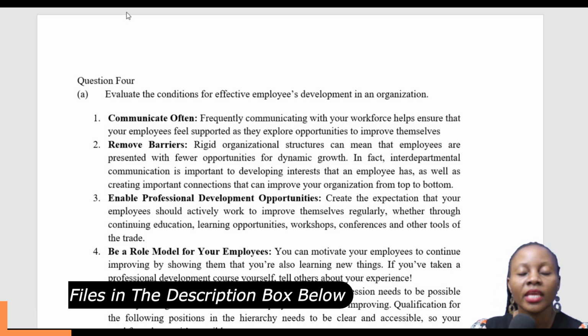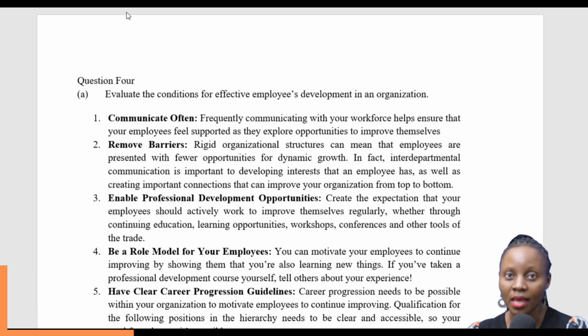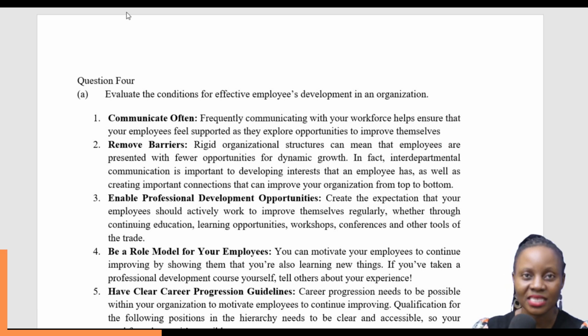Number 1, communicate often. Always communicate so that your employees could be aware of what is going on, and of what is expected out of them, and what is really happening within the organization. By doing so, at least you'll be giving them a bloom light in terms of understanding what is happening and what is about to happen, and how they can prepare, or what is the way forward for them. So always communicate. That way we'll be making the process of employee development effective. They'll know what is expected at what time, so that they can prepare themselves.